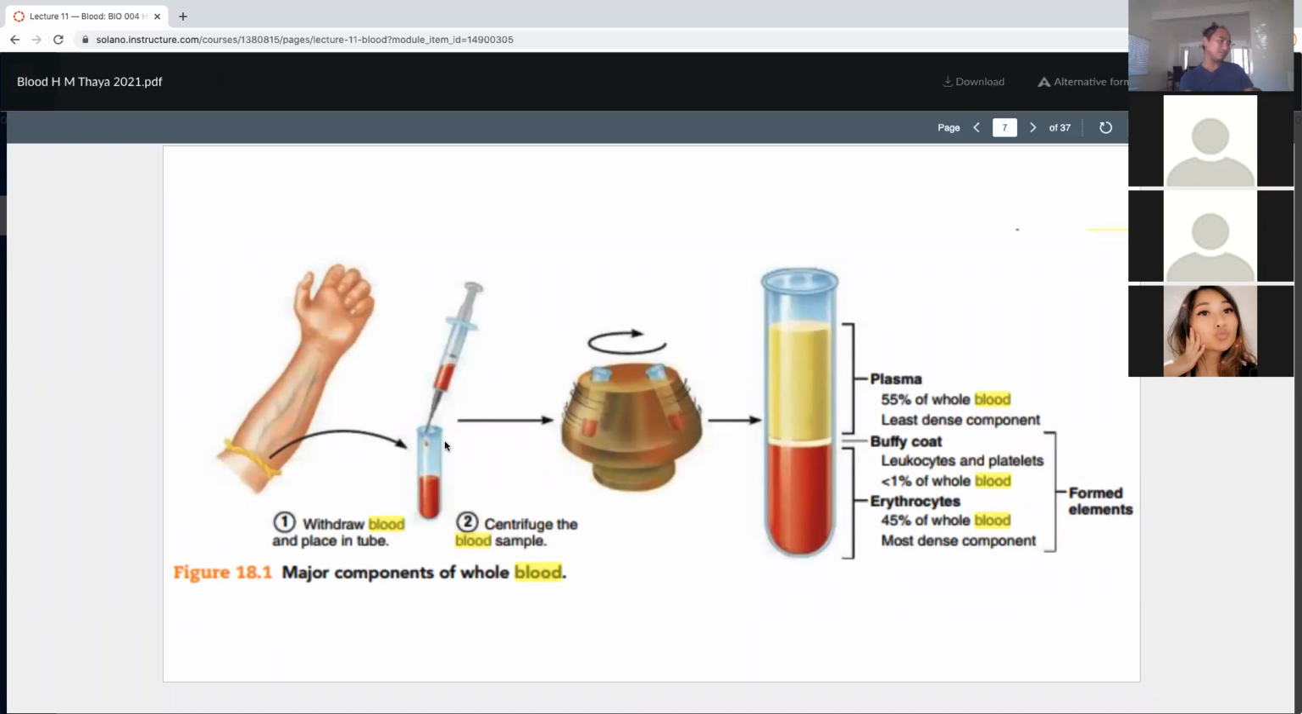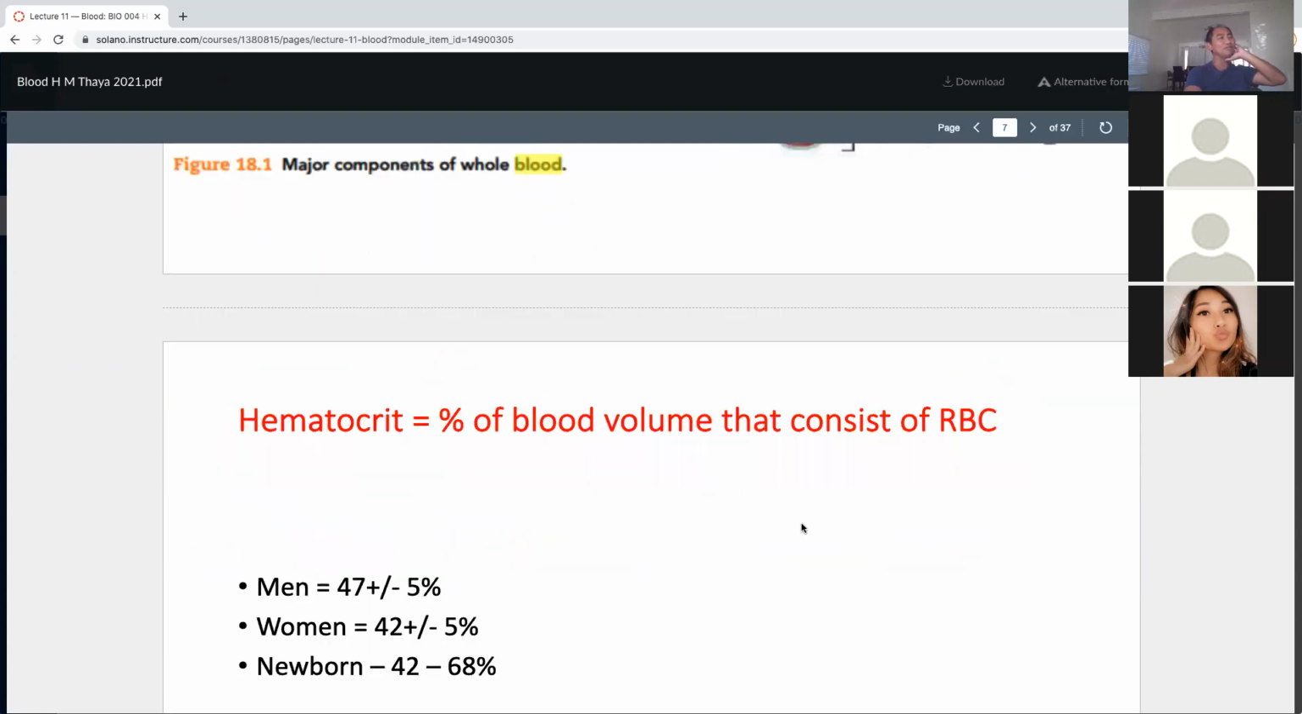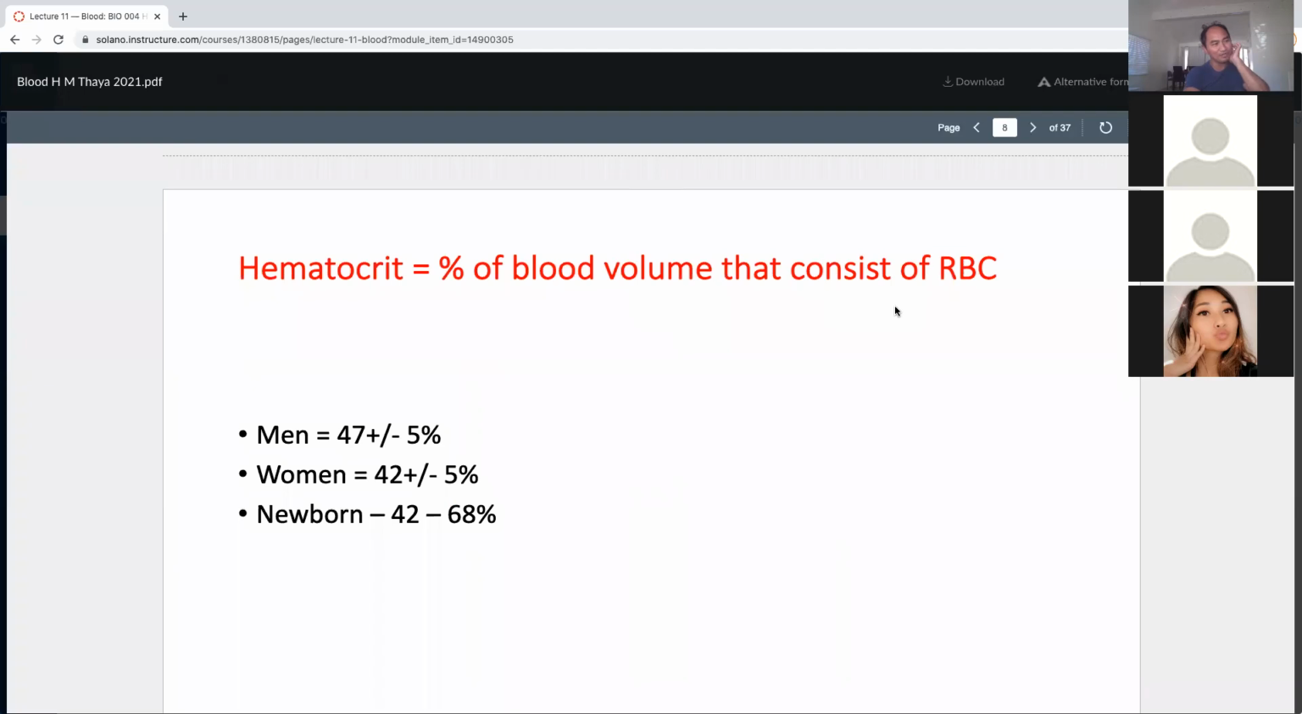Take somebody's blood, put it in the test tube, centrifuge it. We split the cells and the fluid. The cell portion makes 45% and the fluid portion makes 55%. Nearly all of that 45% is RBC. The WBC and platelets might be about 1% or less than 1%.